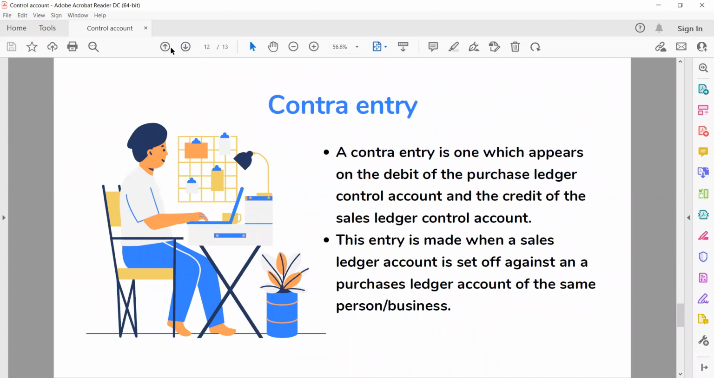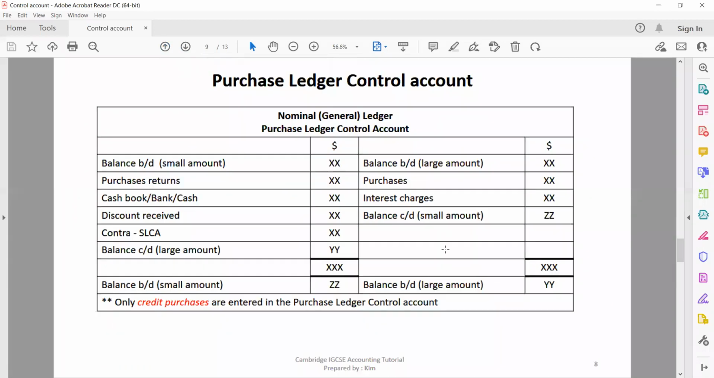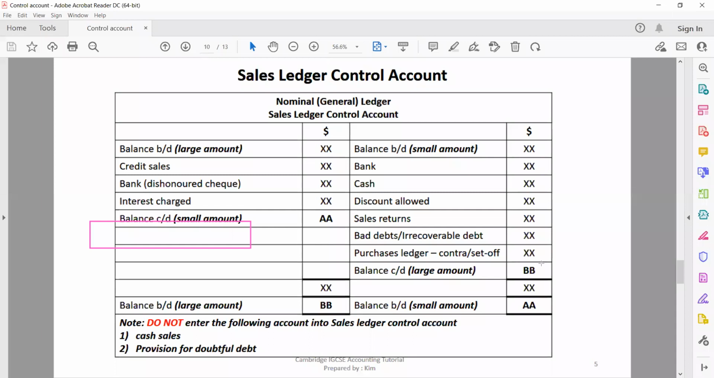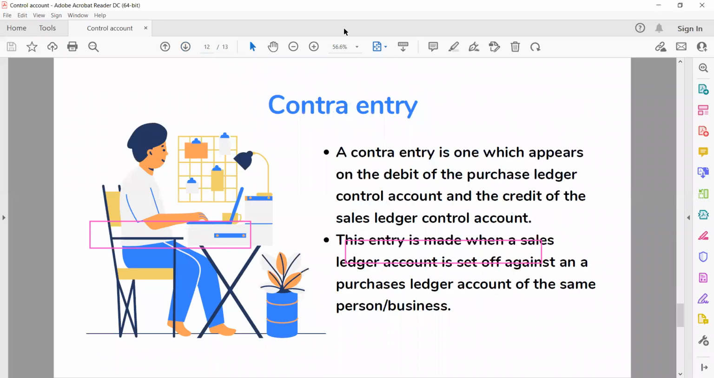Contra entry in the sales ledger control account and purchases ledger control account. There is a contra entry sitting in here. This contra entry is on the debit side of the purchases ledger control account. In the sales ledger control account, it will be on the credit side. So we call this a contra entry. A contra entry is one which appears on the debit of the purchases ledger control account and the credit of the sales ledger control account.